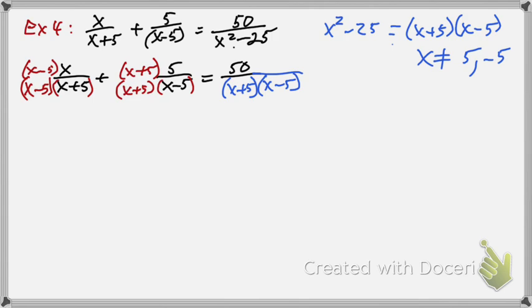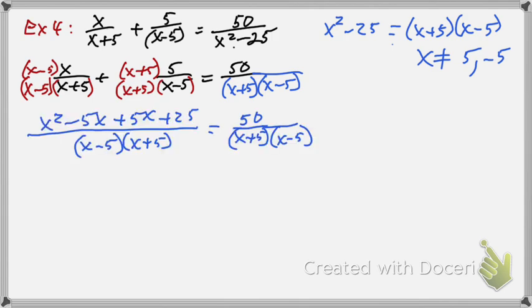Now everything's over the same denominator. I multiply x minus 5 times x, which gives me x squared minus 5x. On the second fraction, I'll multiply x plus 5 times 5, which gives me 5x plus 25. Notice we got our common denominator now on both sides. But the minus 5x and the plus 5x cancel out, which leaves me this, after multiplying both sides by that common denominator.